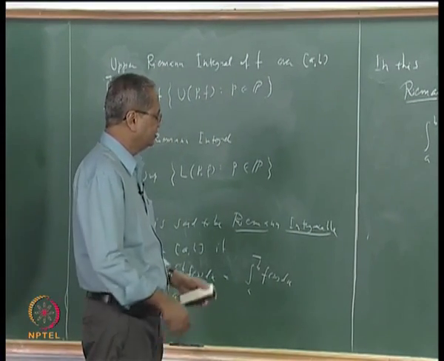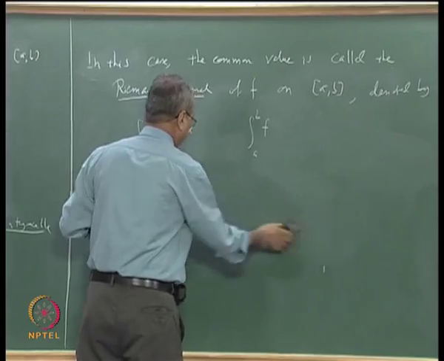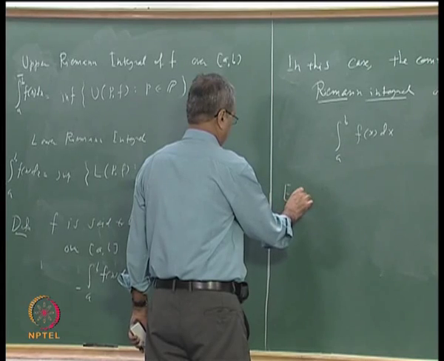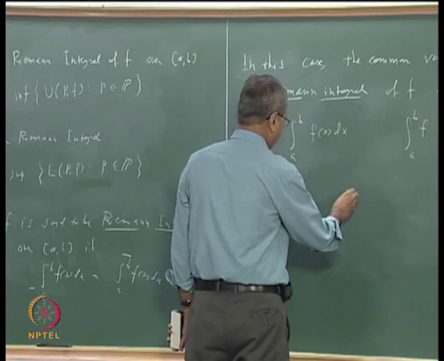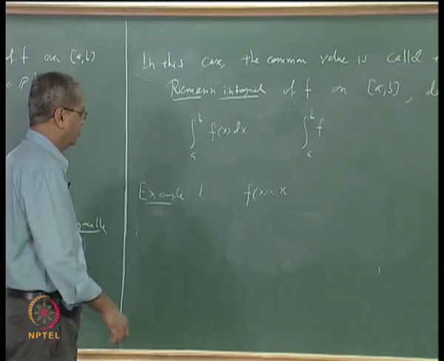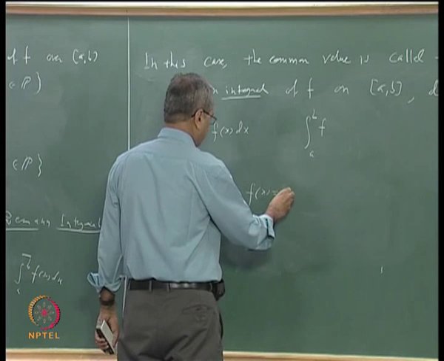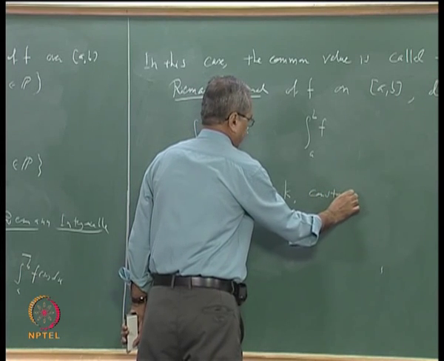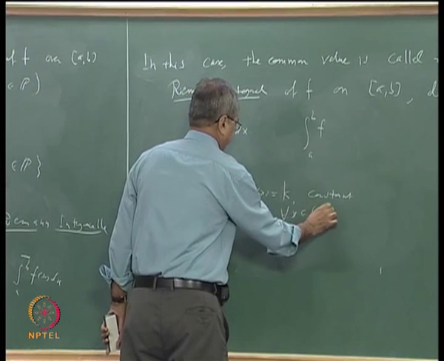Now before proceeding further, let us see some examples of a function which is Riemann integrable and also a function which is not Riemann integrable. Suppose we take the simplest example, let us say f(x) = x, or even simpler, since that will involve a little more work, just suppose we take f(x) equal to a constant k. That means f(x) = k for all x in [a, b].